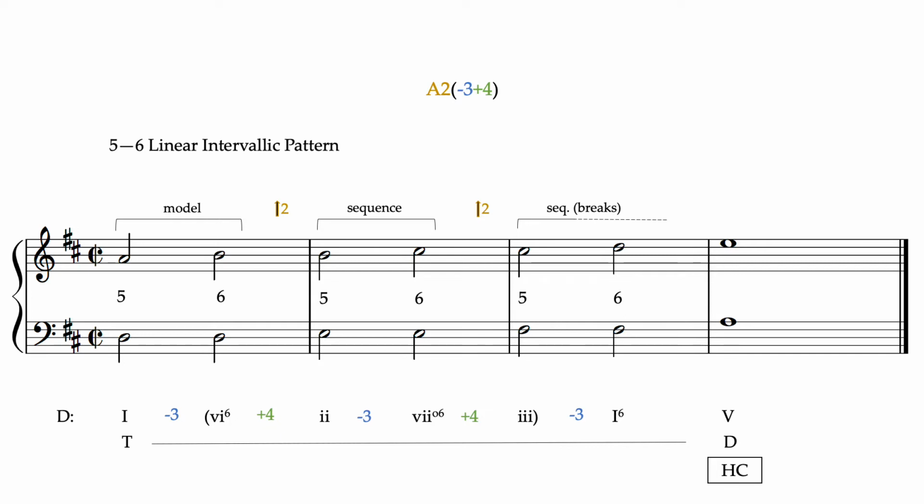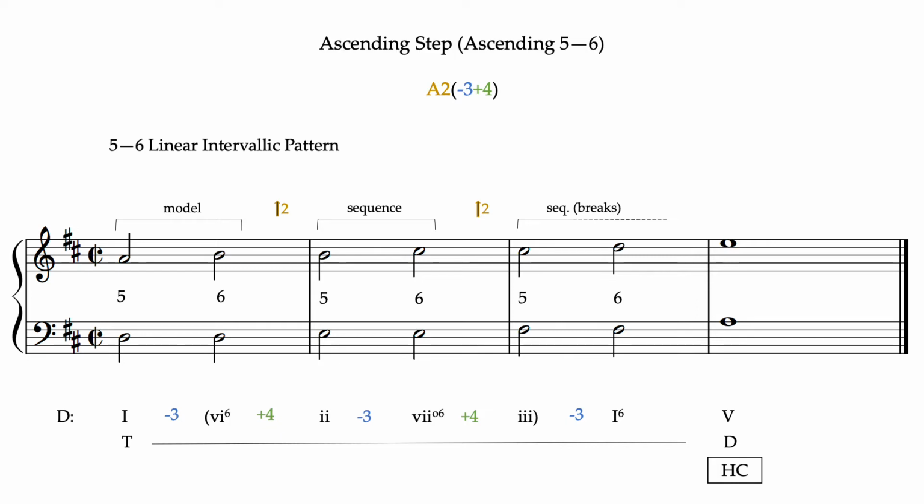So here, A2 is indicating our interval of transposition. The model is moved up to the first sequential copy, which is moved up by a step to the second sequential copy. So A2, an ascending step, is the interval of transposition. And then minus 3 plus 4 is talking about, within the model to the first copy, that harmonic root motion: down a third, up a fourth, even though you notice the bass voice here is not confirming that information.